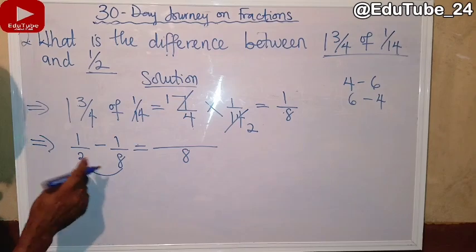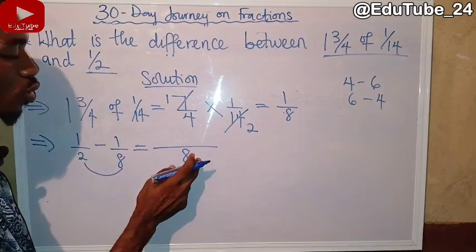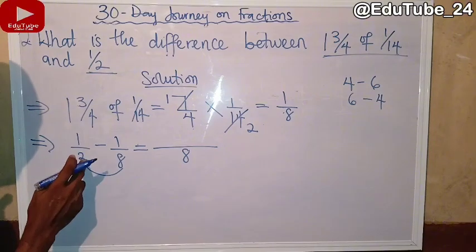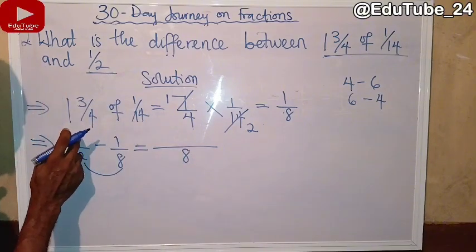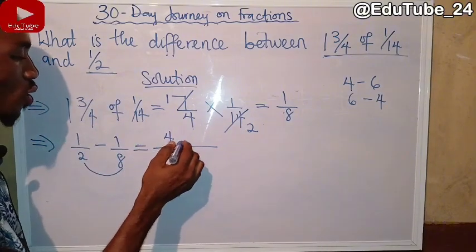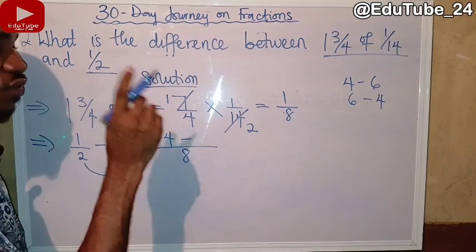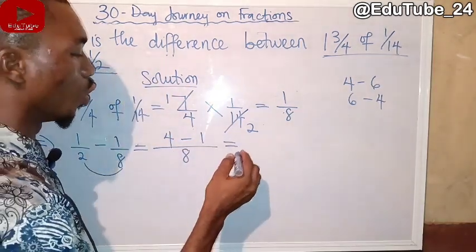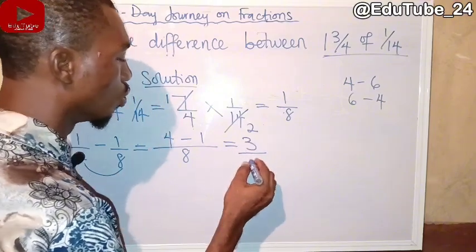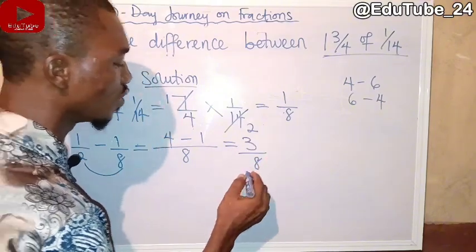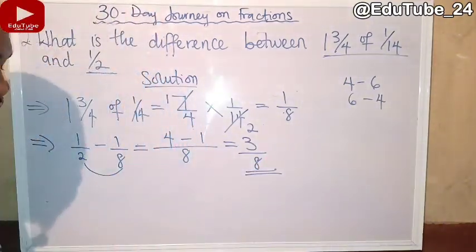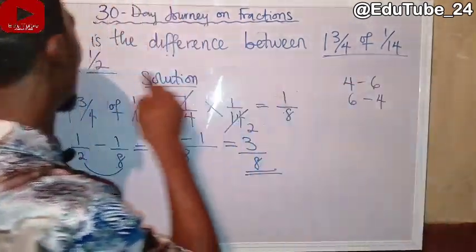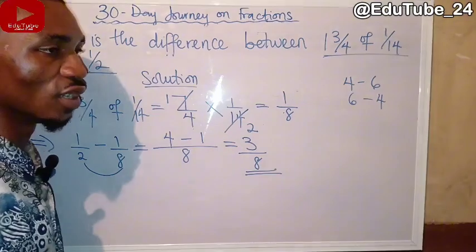So the common denominator of 2 and 8 is what? 8. So then we use each denominator to divide the common denominator. Whatever answer we get, we use it to multiply the numerator. So 2 in 8 gives us 4. Then this 1 times 4, we bring out 4 minus. Then 8 in 8 gives us 1. Then 1 times 1 gives us what? 1. So 4 take away 1, that gives us what? 3. All over 8. So 3 over 8 is our final answer in this case. So the difference between this fraction and this is 3 over 8.